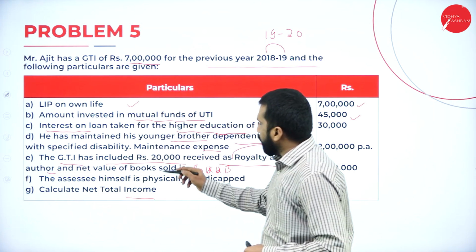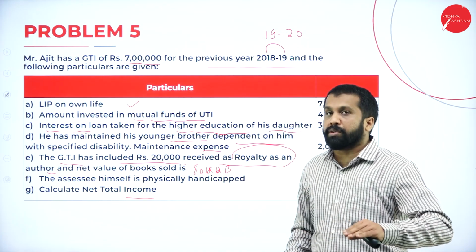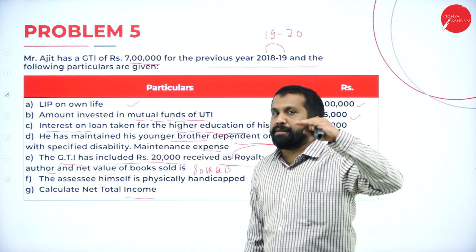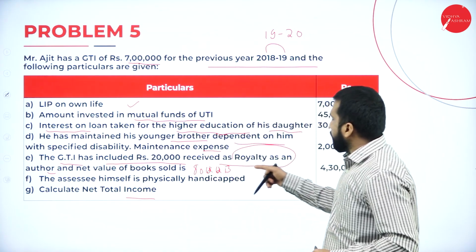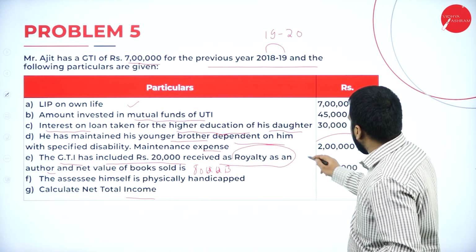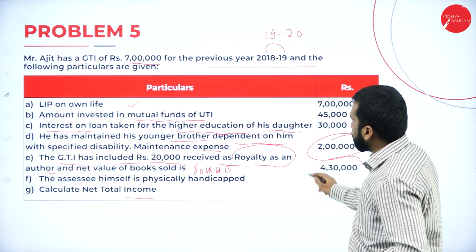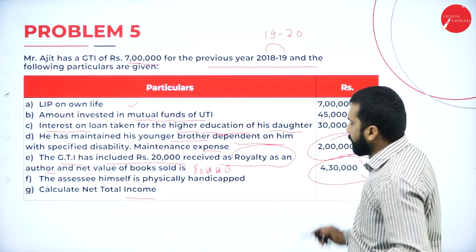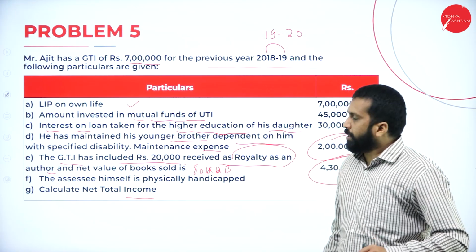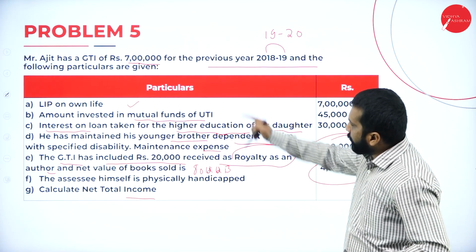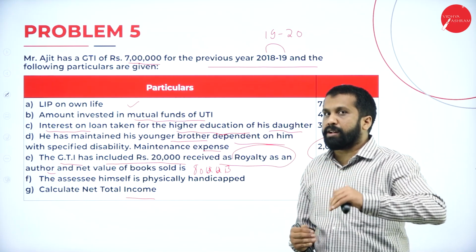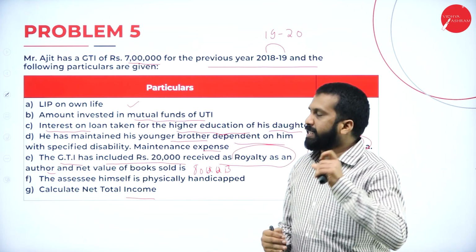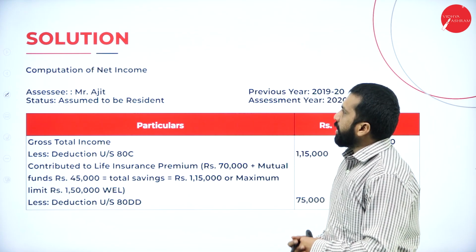Now, they have given the gross total income. We need not calculate the salary, house property, business or profession, nothing to worry about. Everything is given directly, your gross total income also: 4,30,000. Hope you are clear. We have the gross total income and we have all the deductions. We have to subtract all the deductions according to what each deduction says. We'll go for the answer.